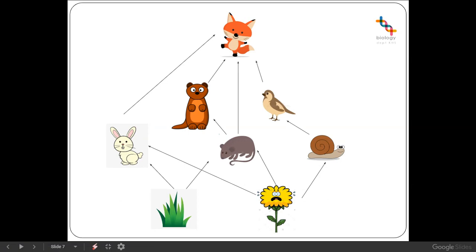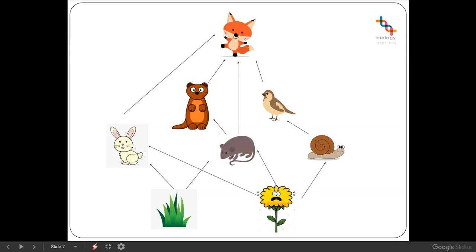Okay, if you're ready, your food web might look something like that one. We have got our grass and our dandelion at the bottom. We've then got our rabbits, voles and snails as our primary consumers. We've got weasels and thrush as our secondary consumers, and our fox at the top as our tertiary consumer. So it would look a little bit like that one.